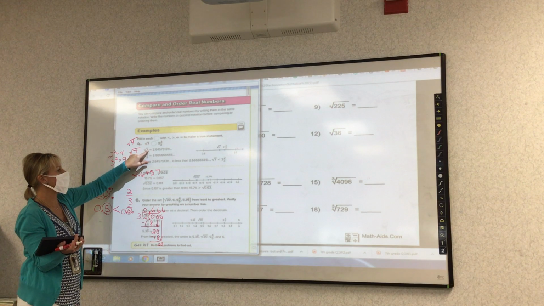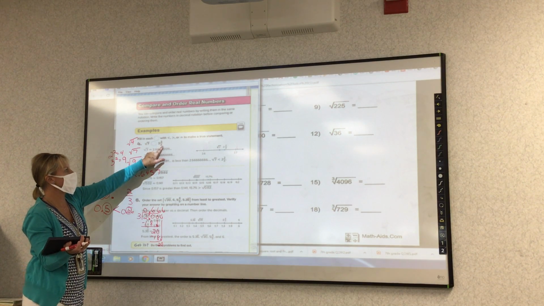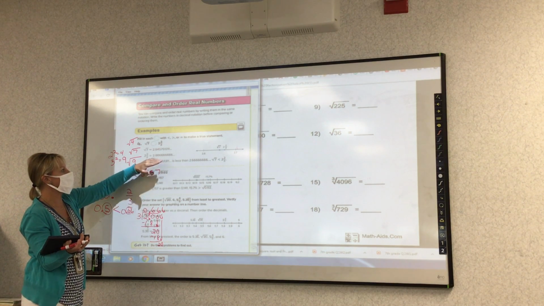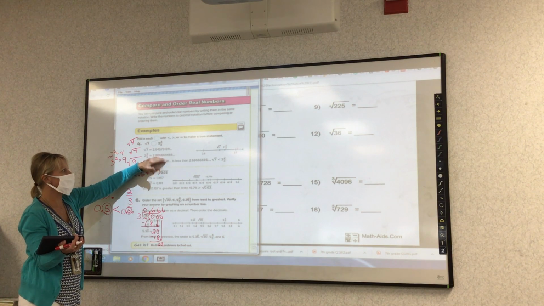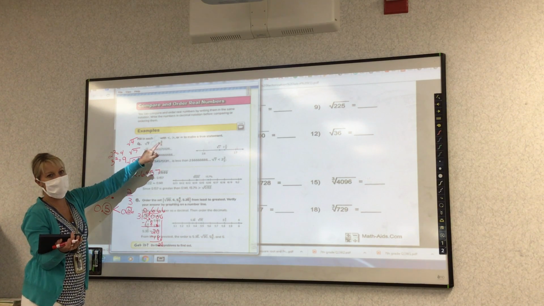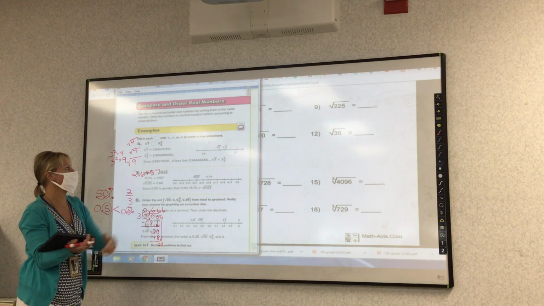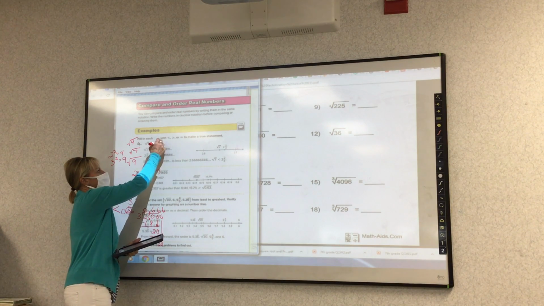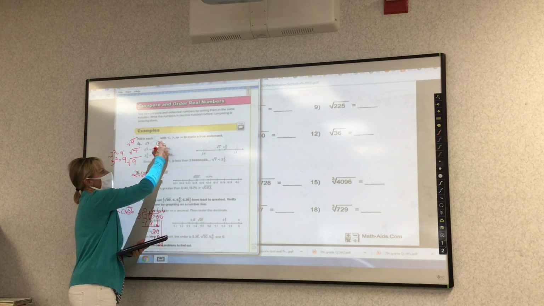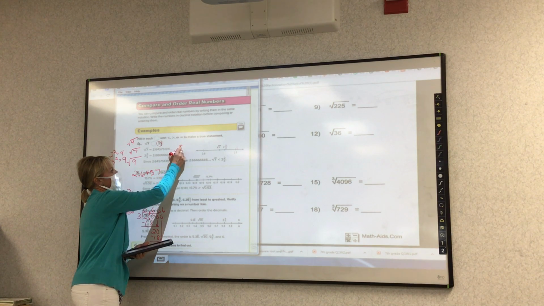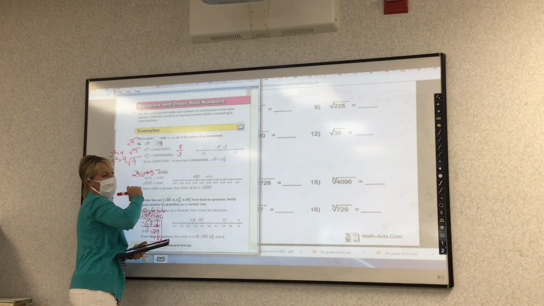So we move that into decimals. Then I need to change 2 and 2/3 into a decimal. They give me the answer, but how do I change that to a decimal? I need to show the work here. I need to make this a mixed number. So 2 times 3 is 6, 6 plus 2 is 8. So you're going to show me 8/3.